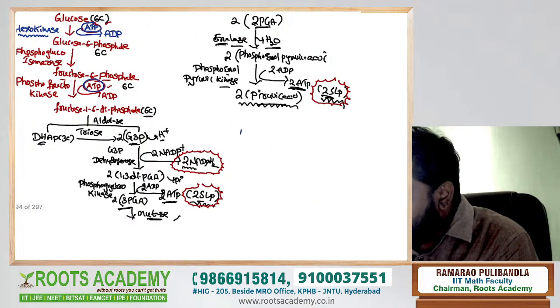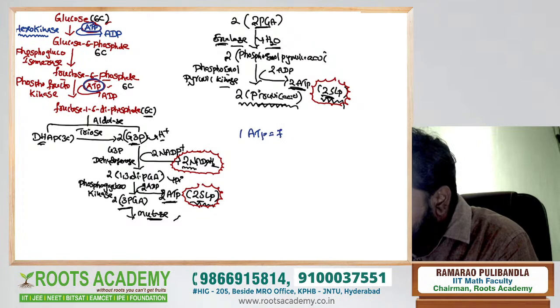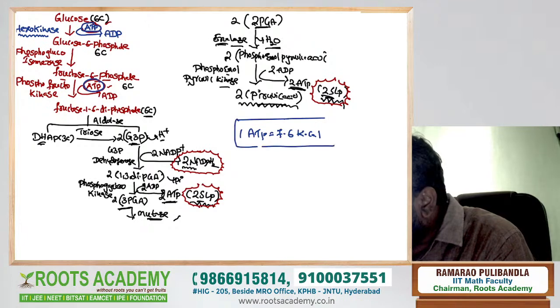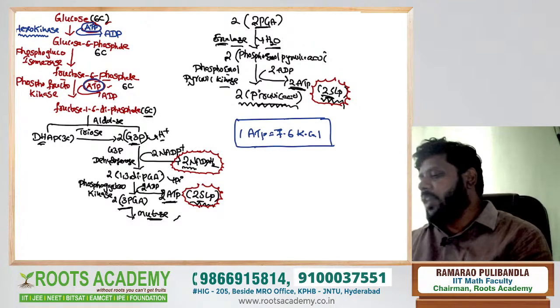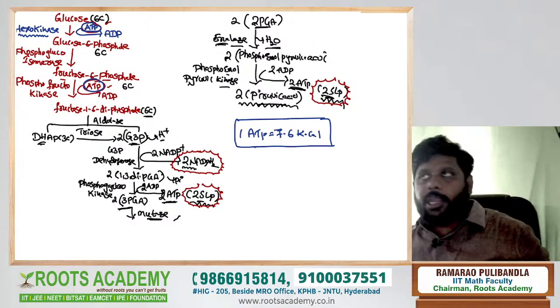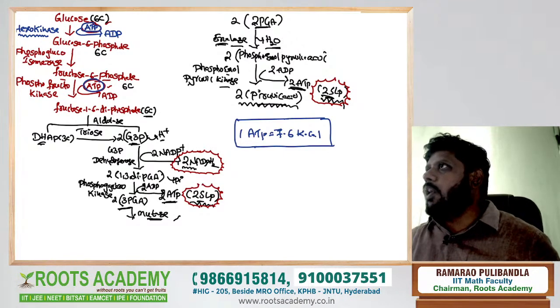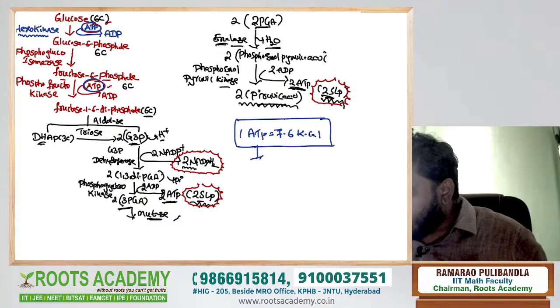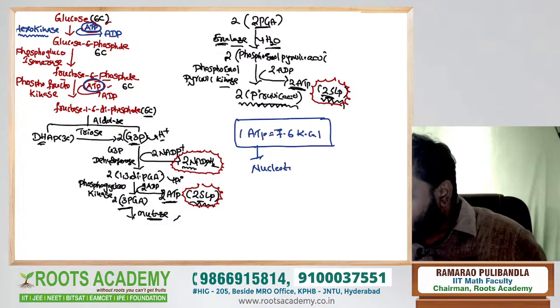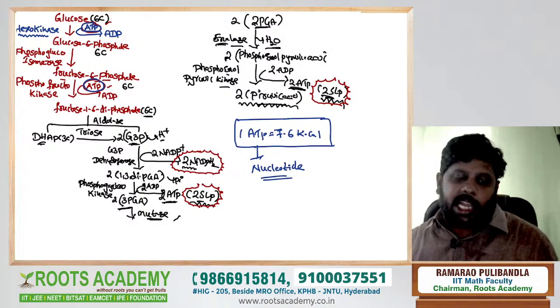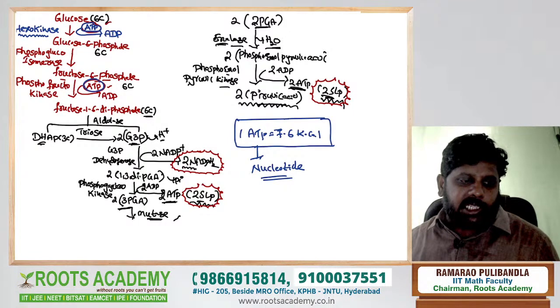One molecule of ATP, on hydrolysis, releases 7.6 kilocalories of energy. ATP is the example of what? It is the example of a nucleotide.